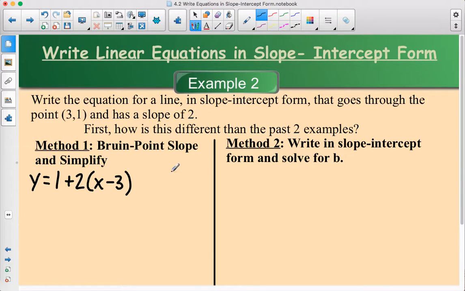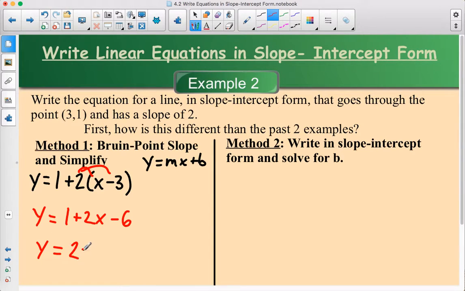But I want it in slope-intercept form. I want it in y equals mx plus b. So what I need to do is simplify this. Distribute my 2, and I get y equals 1 plus 2x minus 6. Combine my like terms of my numbers. 1 minus 6 is negative 5. So I get y equals 2x minus 5, and I'm done. The equation for the line that went through the point 3, 1 with a slope of 2 would be y equals 2x minus 5.